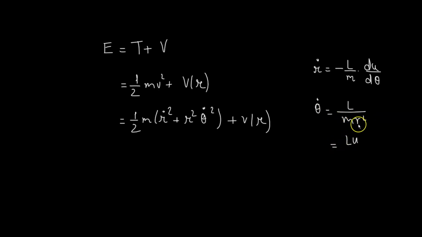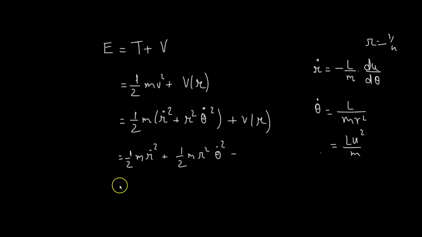Now if we replace r with 1/u, then we get Lu²/m. So let's substitute this value. We have E = ½mṙ² + ½mr²θ̇² + V(r), and we'll take V(r) to the left-hand side. We're left with E − V(r). Now let's substitute the values of ṙ and θ̇ into our equation.